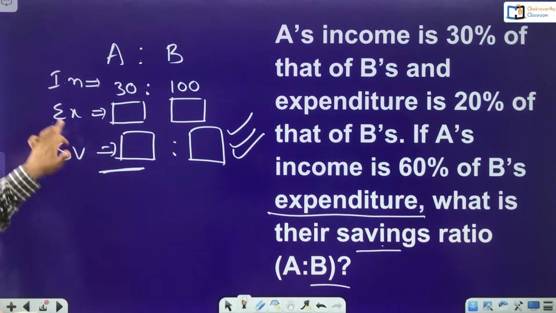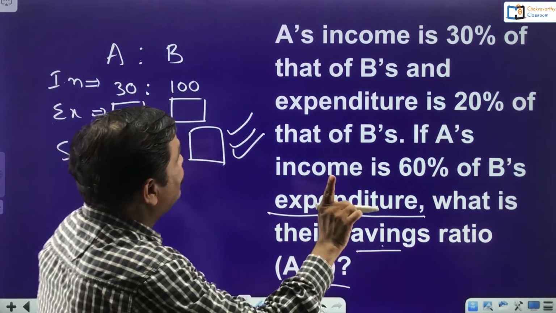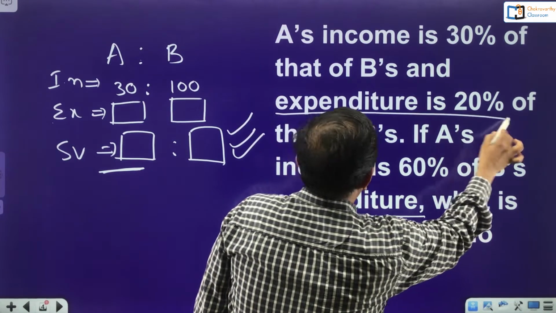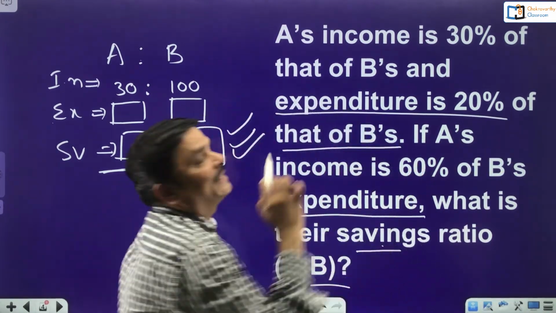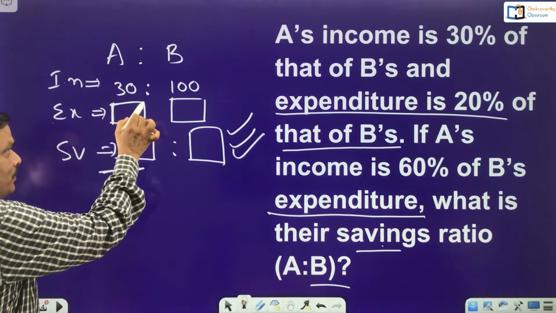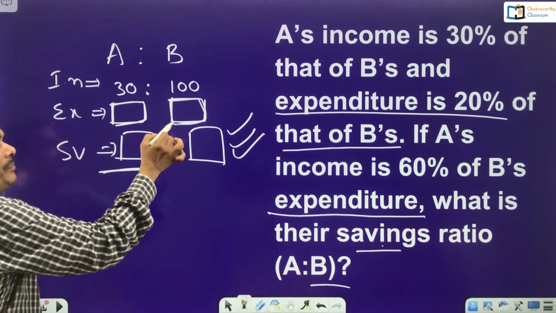Now the job is to find out expenditure of A and B with the help of the further information. What is that information, students, here? And A's expenditure is 20% of B's expenditure. That means here, A's expenditure is 20% of this expenditure. Got the idea?